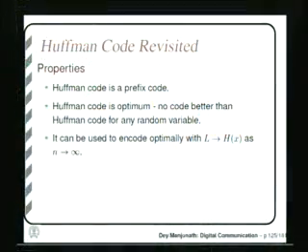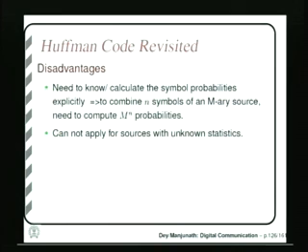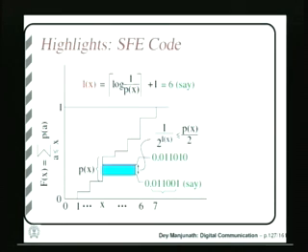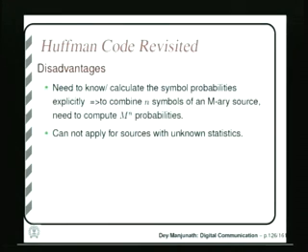Then we have seen that using Huffman code blockwise, we can actually achieve the limit given by the source coding theorem on the average code length, because Huffman code is optimal. So L must be in that range between H(X) and H(X) plus 1. Then we have seen that Huffman code has some disadvantages: you have to compute all the probabilities, and it cannot be applied to sources with unknown statistics.